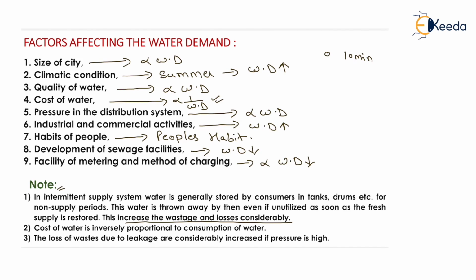Now the last one will be that the loss of water due to leakage is considerably increased if pressure is high. We definitely know it. If the pressure in the distribution system is high, and suppose that any crack develops, then the amount of water which will be lost from that crack will be very high. So the loss of water due to leakage is considerably increased if pressure is high. That is all about the factors affecting the water demand.